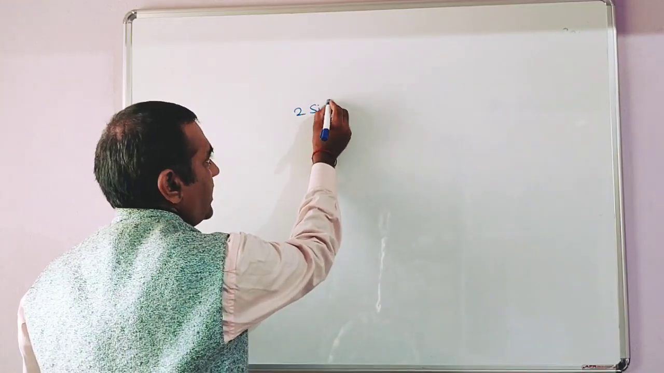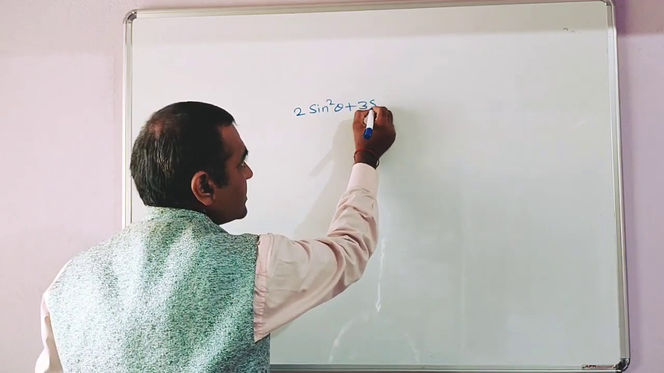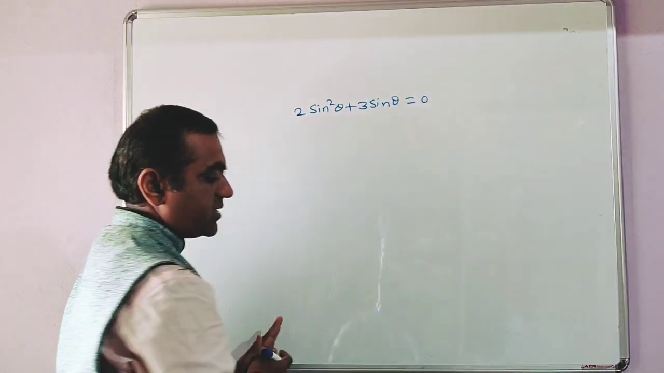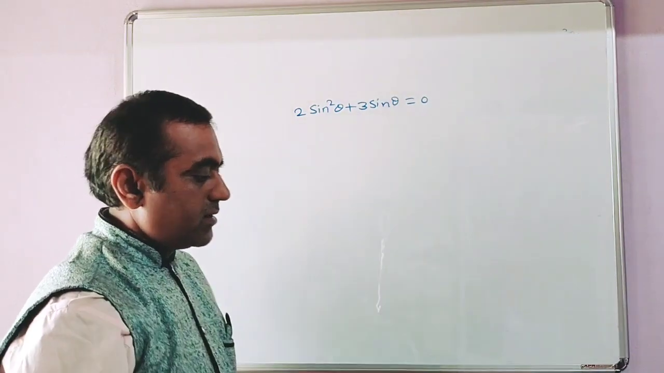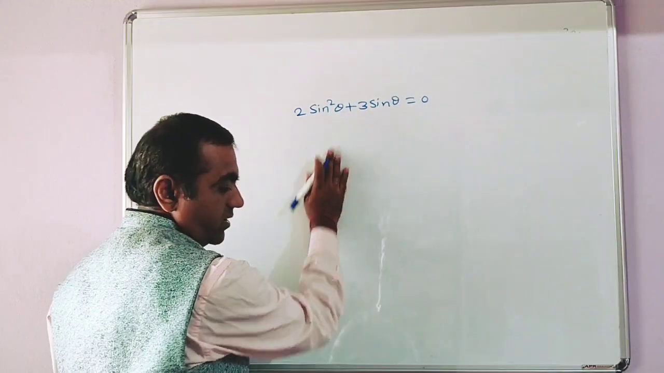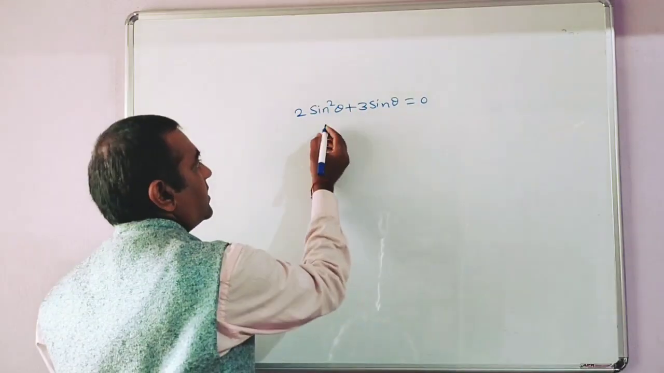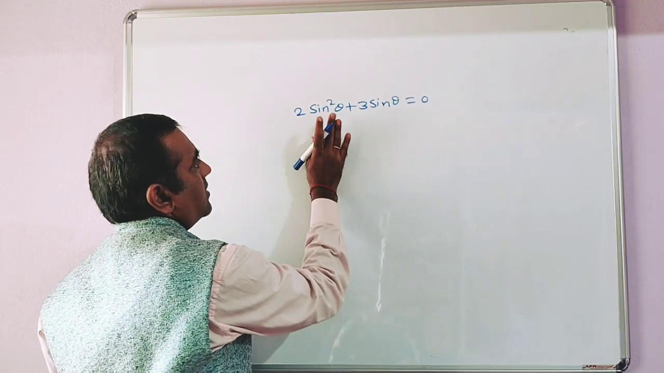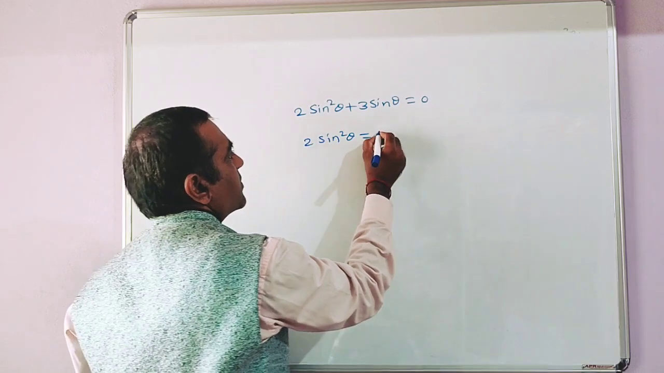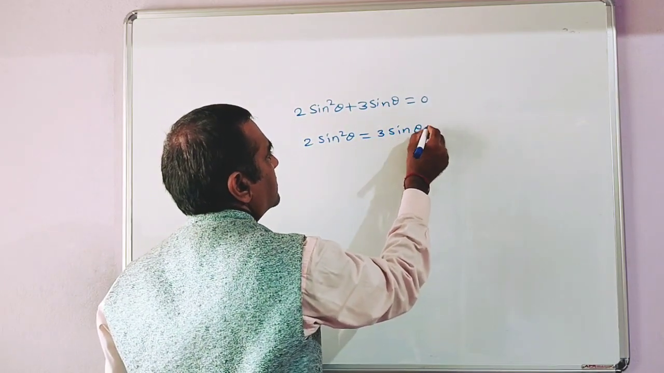2 sin square theta plus 3 sin theta is equal to 0. Find the permissible values of cos theta. We have to find out the values of cos theta. Then, 2 sin square theta is equal to 3 sin theta.